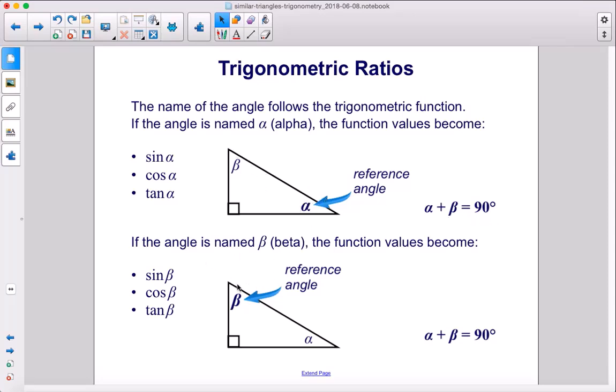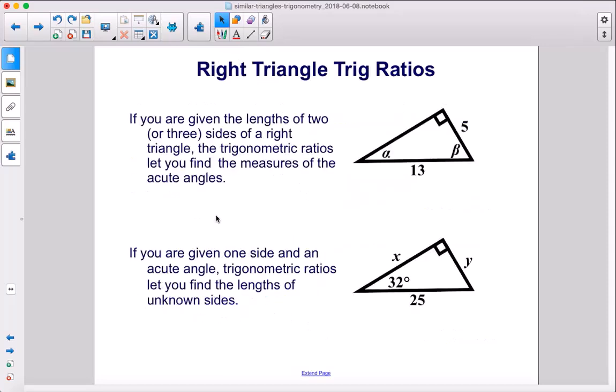If the angle is named beta, so this is the one we're talking about now, the function values become sine beta, cosine beta, and tangent beta. If you are given the lengths of 2 or 3 sides of a right triangle, the trigonometric ratios let you find the measures of the acute angles. If you are given one side and an acute angle, trigonometric ratios let you know the lengths of the unknown sides.